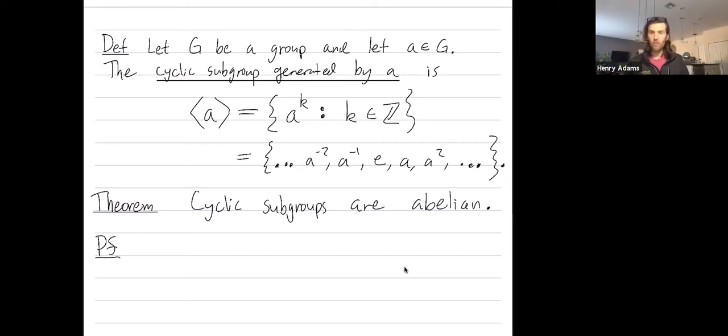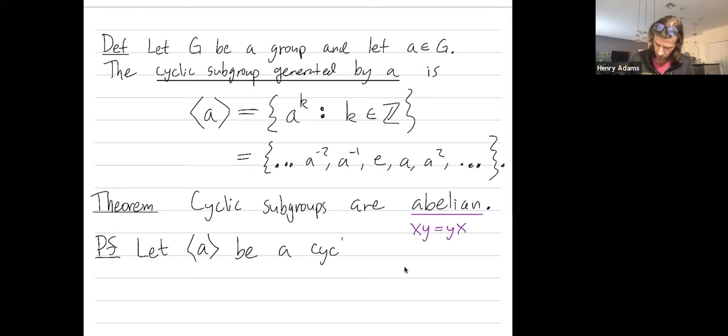So what does it mean to be abelian? It means that in your group, if you take two arbitrary elements, x and y, x times y is equal to y times x for all elements x and y in your group. So to prove that cyclic subgroups are abelian, let the cyclic subgroup generated by a be a cyclic subgroup.